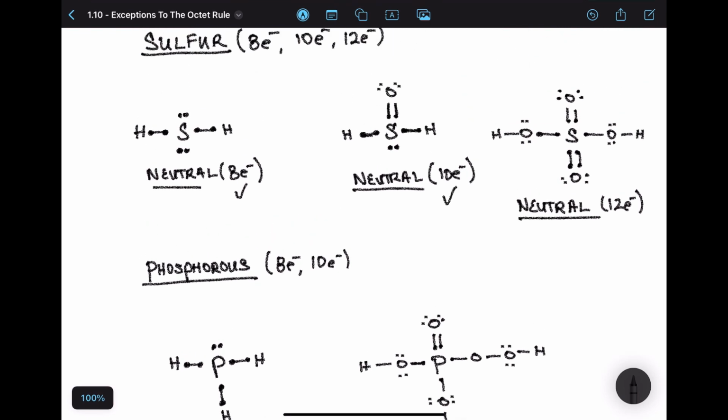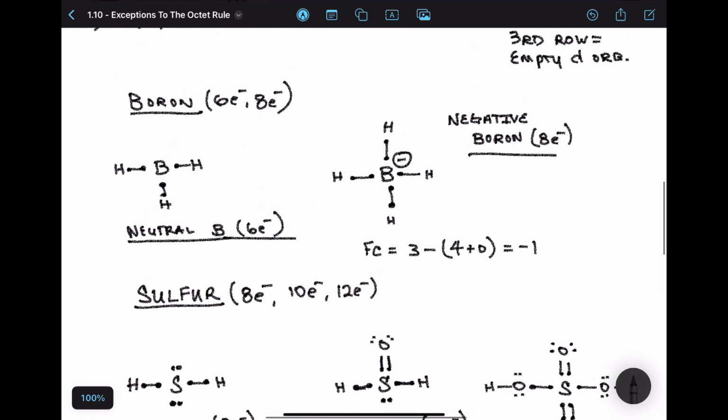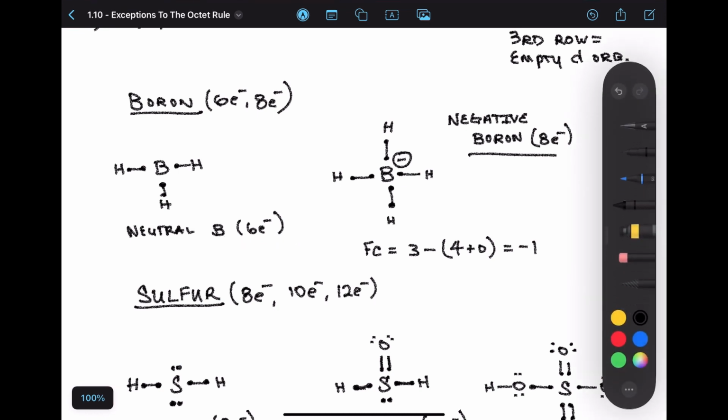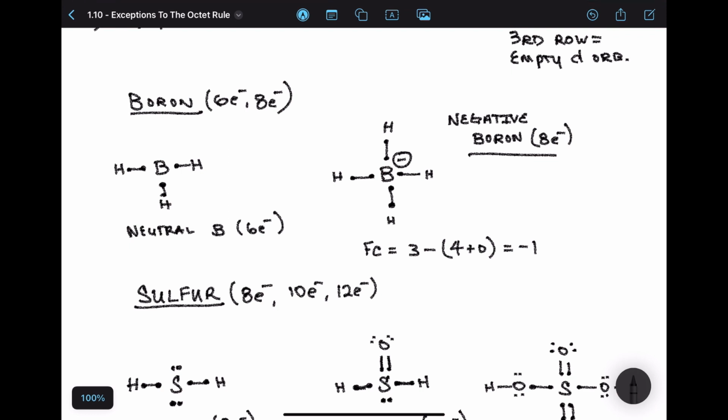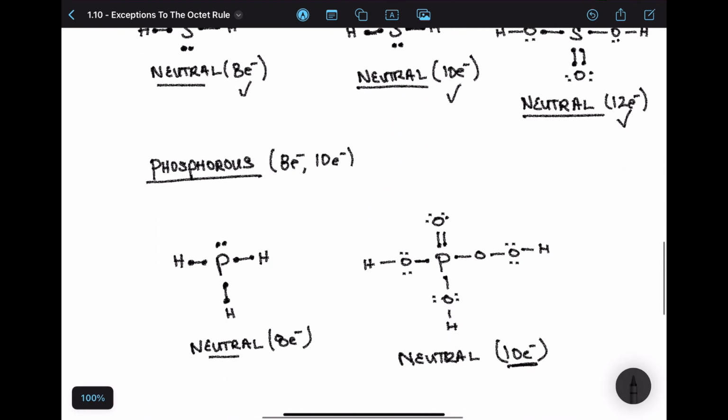Sulfur is the same thing. It can violate the octet rule in 2 ways. It can have 10 electrons around it or 12 electrons. And again, that's because it has an empty d orbital. And then boron, we said, can violate that octet rule because it actually comes up short and has 6 electrons around it. And that's okay. So that's a violation of the octet. Now, the boron with 4 hydrogens around it achieves the octet, but is negatively charged. So it doesn't violate the octet rule, but it is negatively charged as it does so.